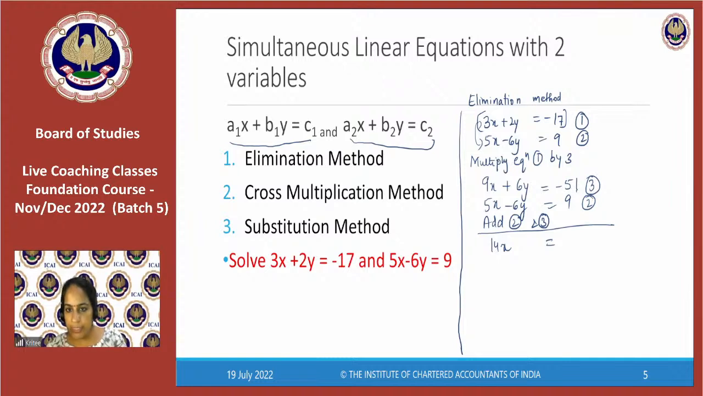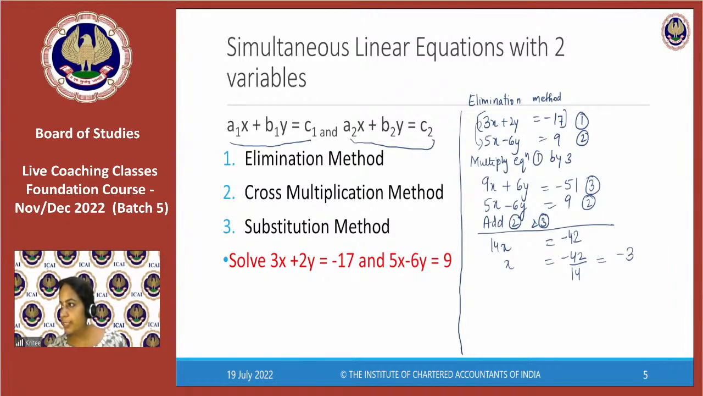This is minus 51 and this is 9. So when I'm adding this, plus 6 and minus 6 goes away. It becomes 42 minus 42. Then x is equal to minus 42 by 14. So 14 3s are minus 42. So x is equal to minus 3 is the correct answer which I have been receiving.